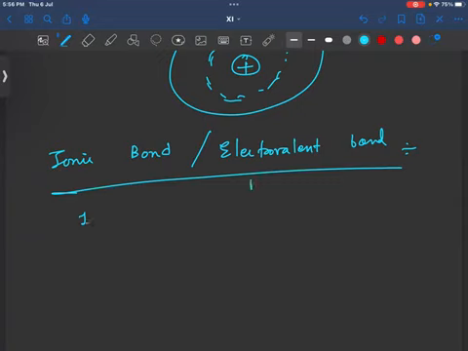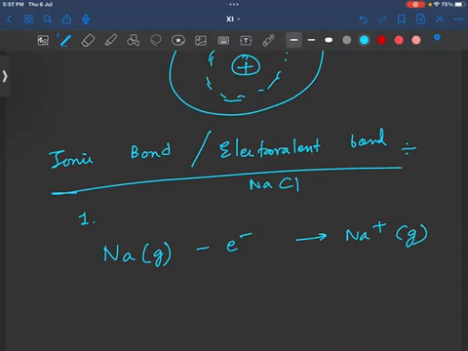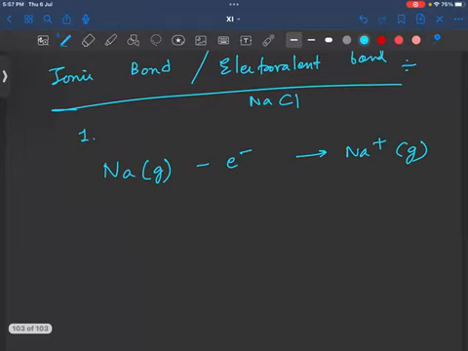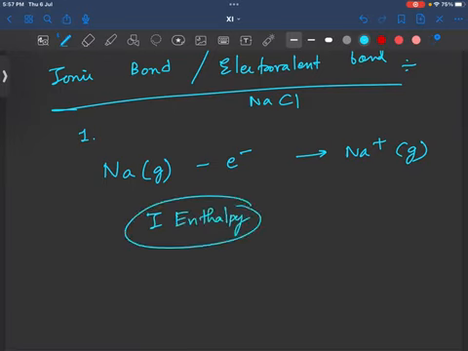The first thing: let's take NaCl. How do we get NaCl? Na, in its gaseous state, loses one electron to become Na+ gaseous. This is the first step. So what is the energy involved in this process? What is this known as? We have learned this. Ionization. You are removing the valence electron, so ionization enthalpy. Yes, ionization energy. So the energy involved in this process is known as ionization enthalpy.